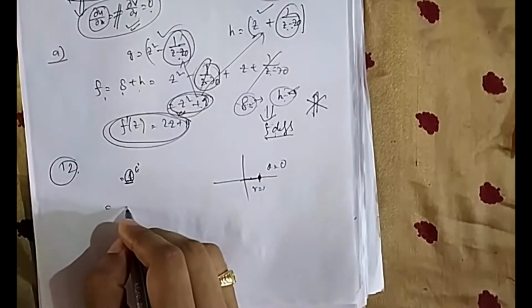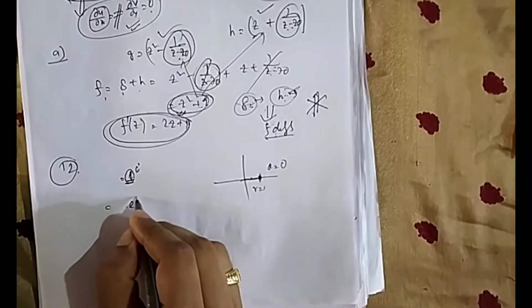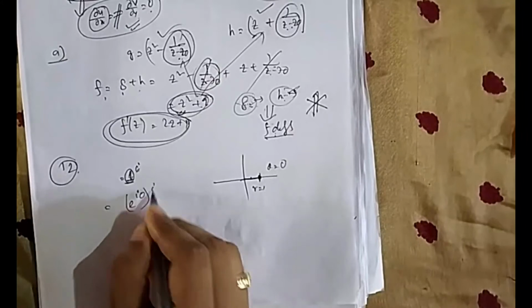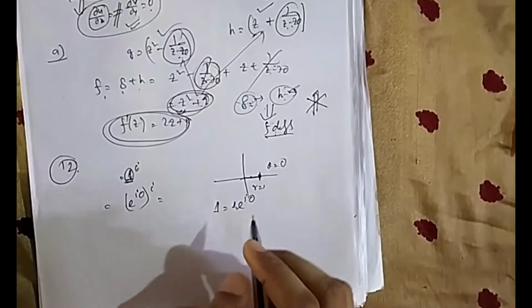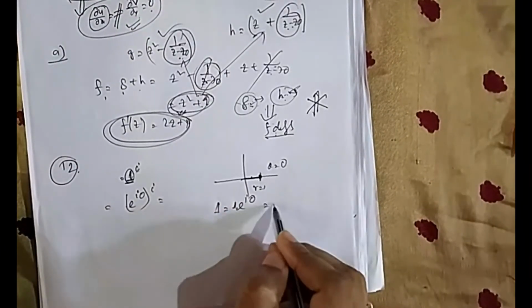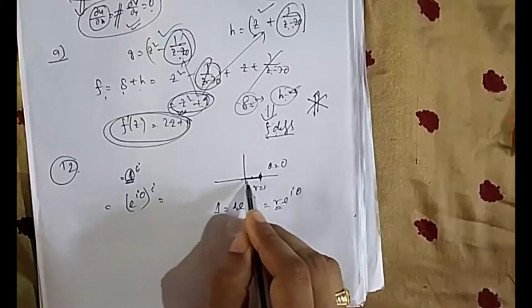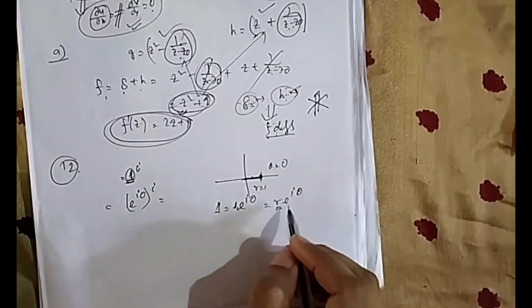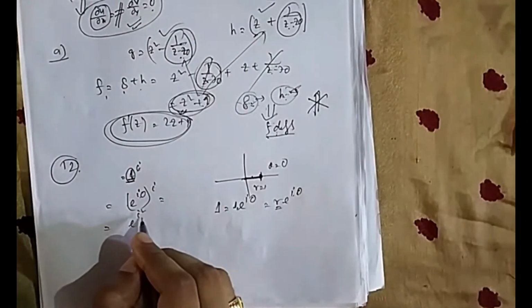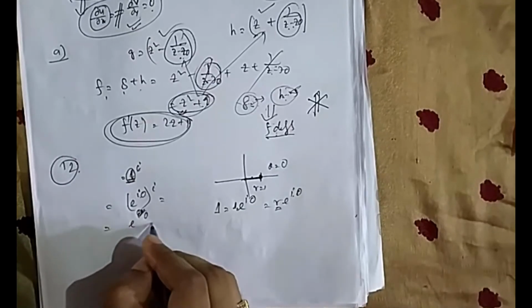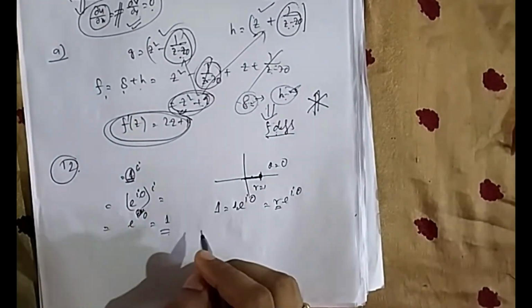So how will we write? r means 1, e to the power i 0, to the power i, you can write. You are getting it? Instead of 1 I am writing e to the power i 0. 1 into e to the power i 0, because the radius is 1, in r e to the power i theta format. Here the radius, that is the length, is 1 and your angle is 0. So now if you take the product of powers, e to the power 0, something will be 0, that is 1. So the answer is 1.